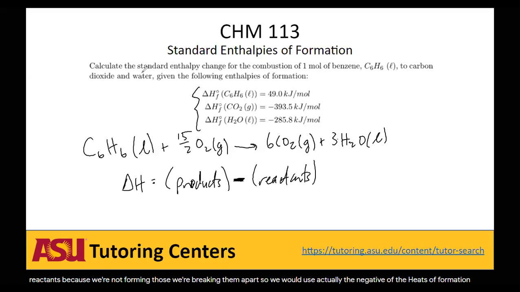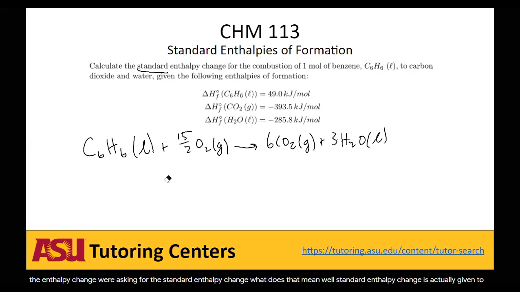Okay, so some things to note before we jump into this. We're not just asking for the enthalpy change, we're asking for the standard enthalpy change. What does that mean? Well, standard enthalpy change is actually given to us by that little circle over the delta H. You may have noticed over some of these heats of formations, we have this little circle. And what that means is that it is a standard enthalpy change. So standard enthalpy change requires the following 4 things.